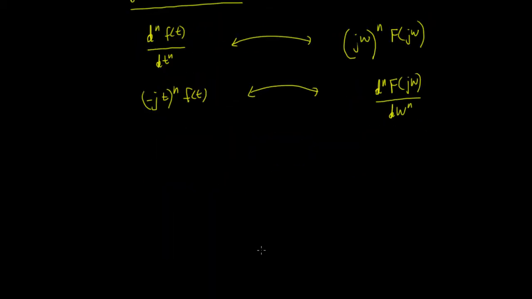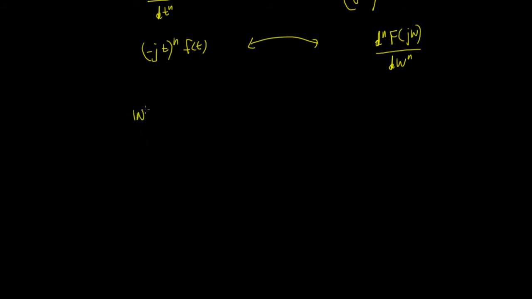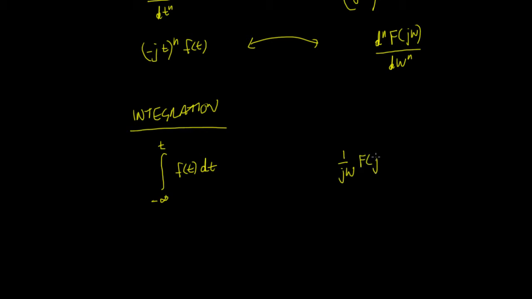And then we looked at integration. We've seen that if we integrate a function from minus infinity to an upper limit t of f of t dt, then that's equivalent in the frequency domain to multiplying the original function by 1 upon j omega, and adding on a DC term or a constant term, pi delta omega times F of 0. Okay.